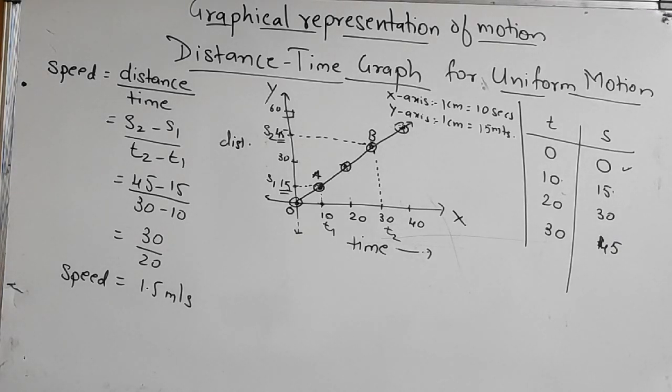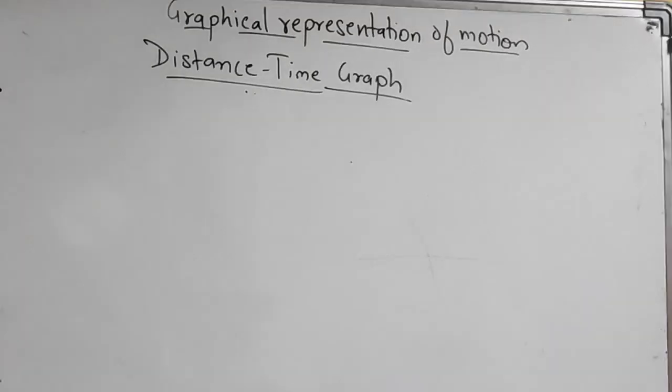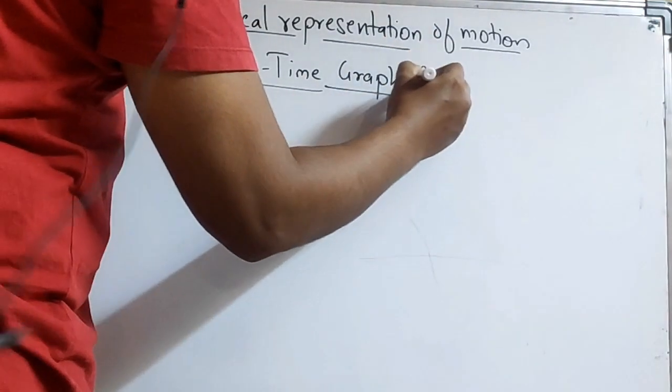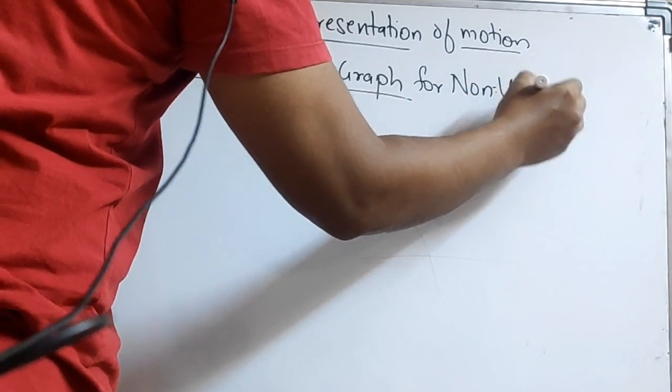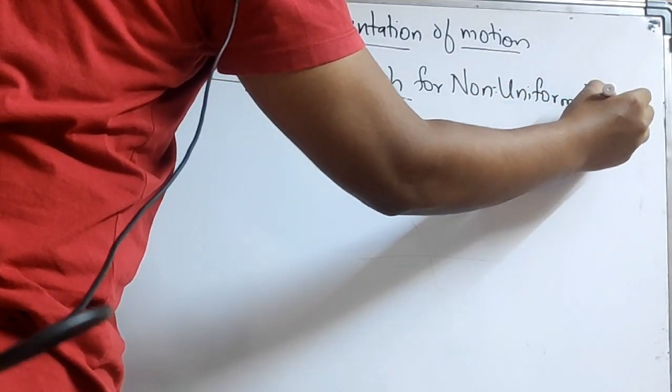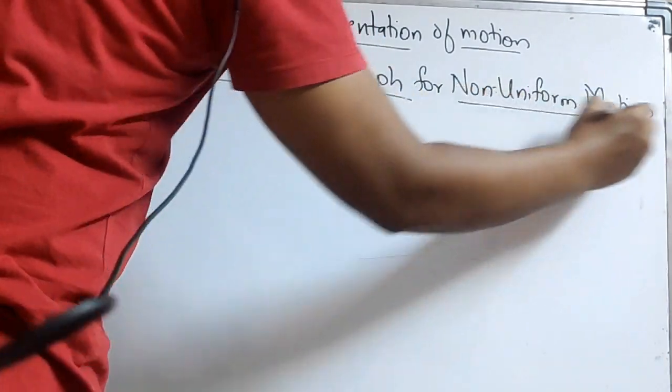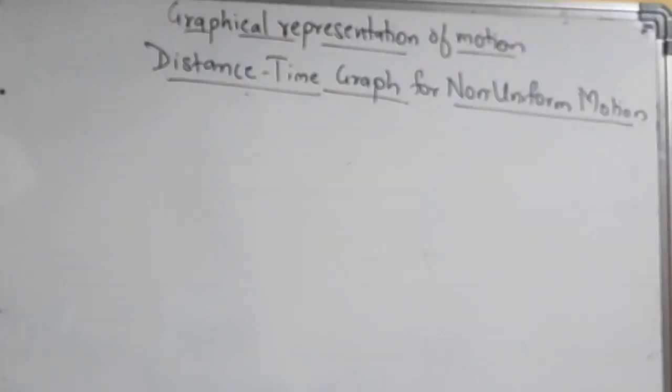I hope students you have understood this distance time graph for uniform motion and how to find speed using this distance time graph for uniform motion. Okay students, now since you have understood the distance time graph for an object in uniform motion, let us now look into the distance time graph for an object in non-uniform motion.